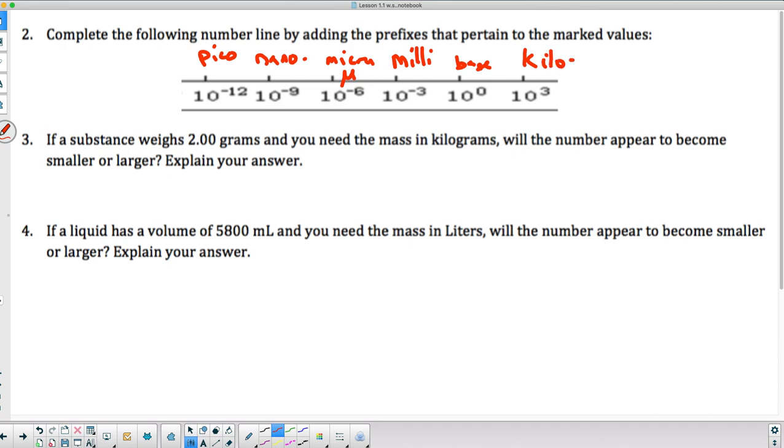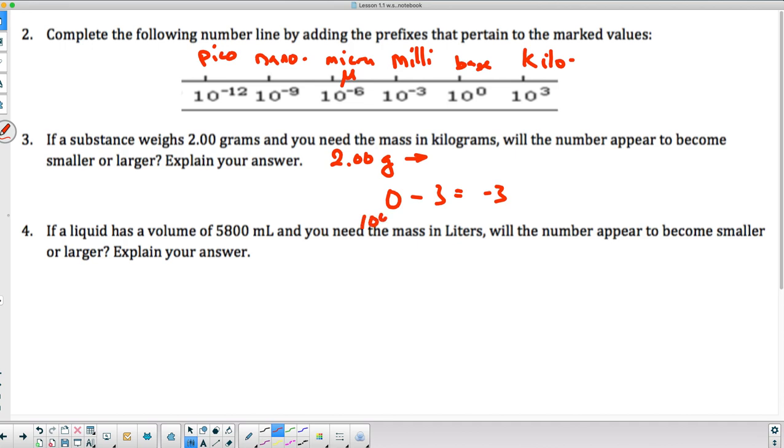Okay, so if a substance weighs 2 grams and you need the mass in kilograms, will the number appear to become smaller or larger? I just want to do one of these examples, and then hopefully you understand that and can do the rest. So if it's 2.00 grams and we want to change that to kilograms, I'm going from grams to kilograms. You guys have watched the EdPuzzle, so you know how to do this. We have the 10 to the 0 for grams. So I'm just going to use the 0, and then I'm going to a +3, so I subtract 3, which means I have a -3 here.